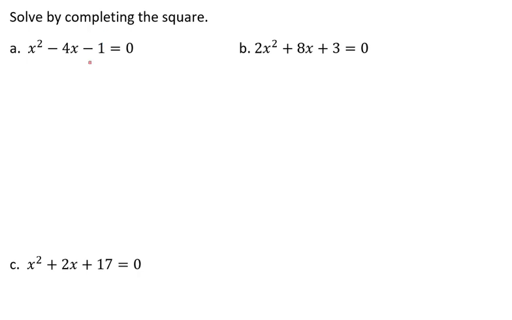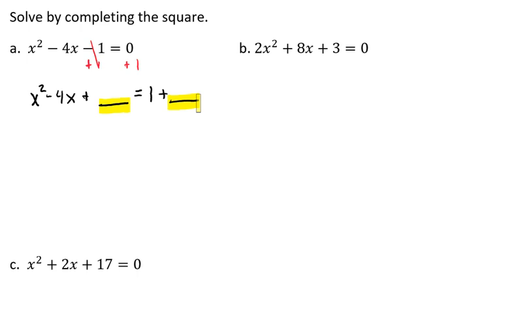So we're going to begin by moving over this 1. We're going to move that 1 over to the other side. So we're going to have x squared minus 4x, plus, leave a space, equals 1 plus, leave a space. Now this space is going to be the same number when we put it in.